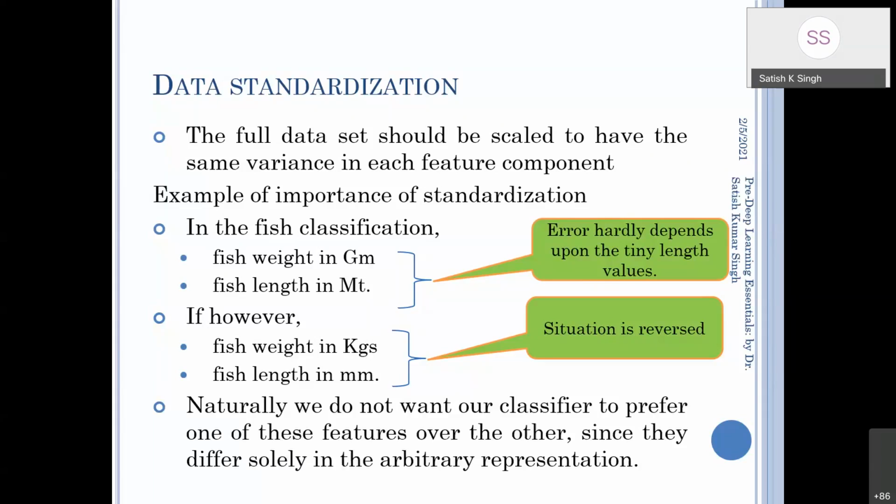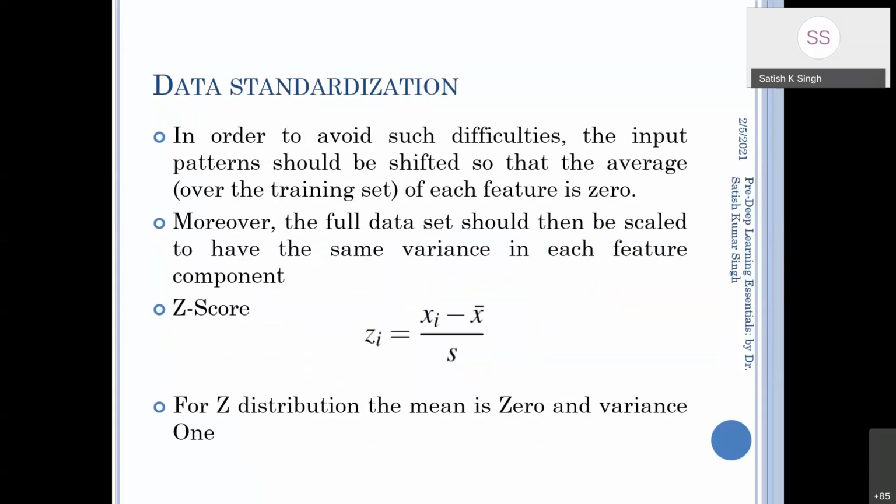Naturally, we do not want our classifier to prefer one of these features over the others, since they differ solely in the arbitrary representation. So in order to avoid such difficulties, the input pattern should be shifted so that the average over the training set of each feature is 0. Moreover, the full data set should then be scaled to have the same variance in each feature component. So Z-score or min-max or max or any other normalization technique must be used for data standardization.